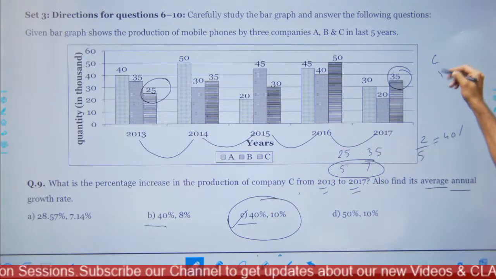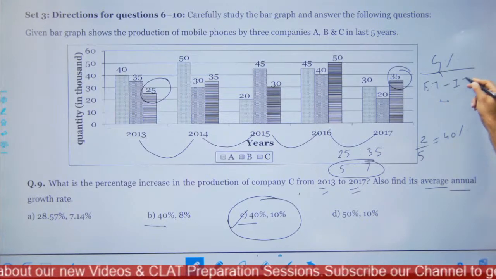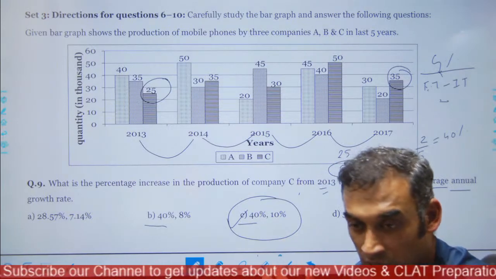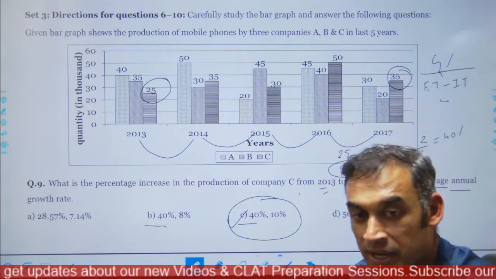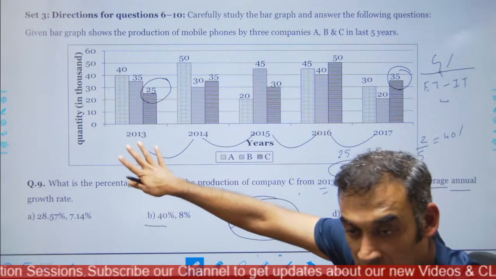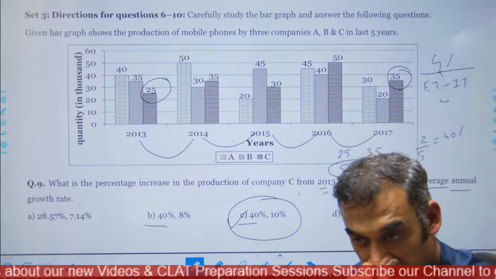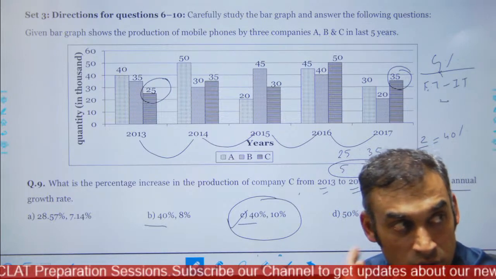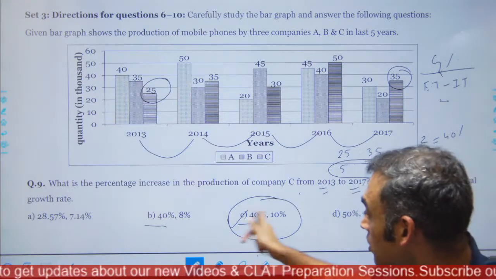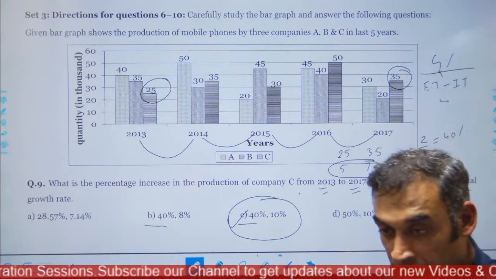So the growth rate divided by the final time minus the initial time, right? Or the difference of time. Not the number of years, it's a difference of time. So it's a growth rate divided by the difference of time. The difference of time is 2017 minus 2013. That's 4. Alright, so do not make a mistake here. Otherwise you will mark 8%. Right? The moment you see an answer choice, you mark it, and that's where the mistake happens. 8 and 10 are very close, but the number of years versus time period point comes in. Okay?